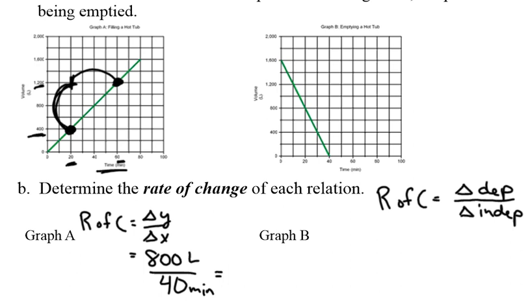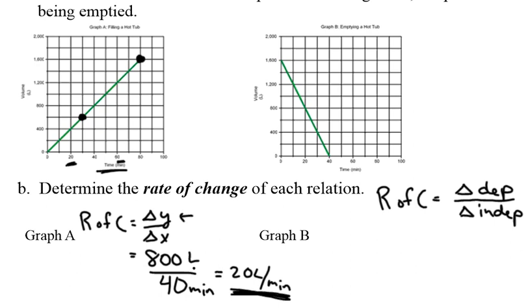Let's put that into terms that are a little easier to work with. If I do 800 divided by 40, what do I get? I get 20. And that's 20 liters per minute. That's the rate that it's filling at. 20 liters per minute. But just as a second check here, let's take a look at 2 other points. Whatever 2 points you want to use. Let's go here and let's go up here. We should have the same rate of change. Let's check if that's true.